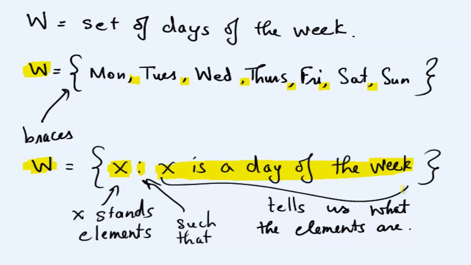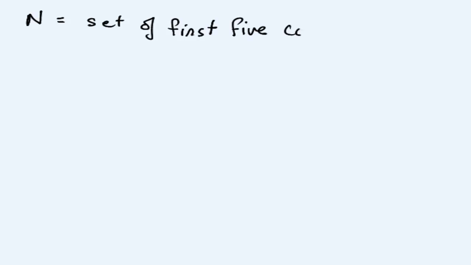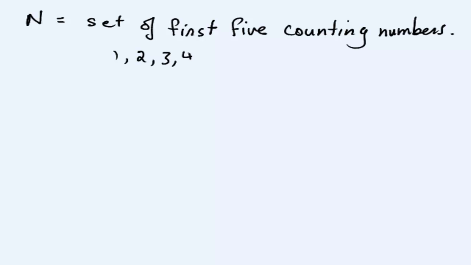Let's look at another example. I'm gonna name my new set N, and this is a set of first 5 counting numbers. Of course, you know that the counting numbers are 1, 2, 3, 4, 5, and so on. So my set N, which is a set of first 5 counting numbers, is a set consisting of the elements 1, 2, 3, 4, and 5.